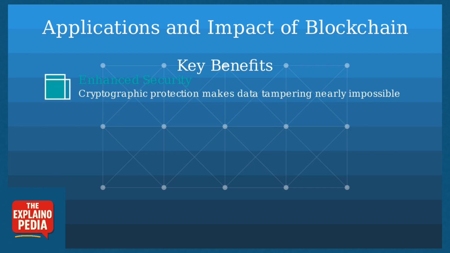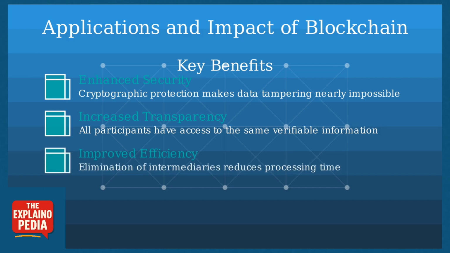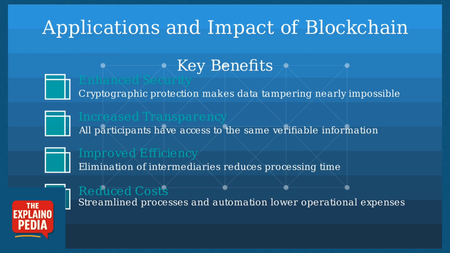Enhanced security. Cryptographic protection makes data tampering nearly impossible. Increased transparency. All participants have access to the same verifiable information. Improved efficiency. Elimination of intermediaries reduces processing time. Reduced costs. Streamlined processes and automation lower operational expenses. These benefits combine to make blockchain a transformative technology with applications across many industries and sectors.